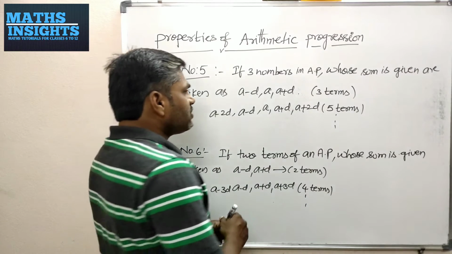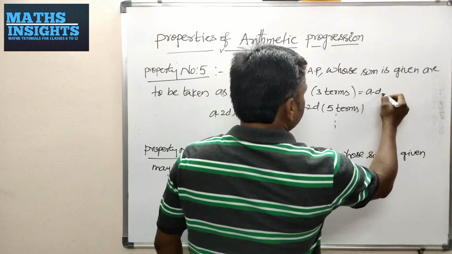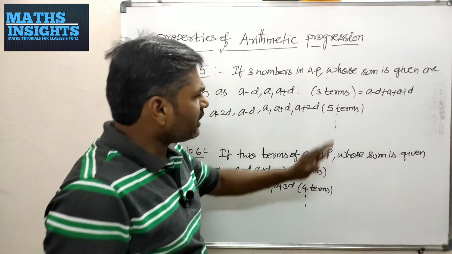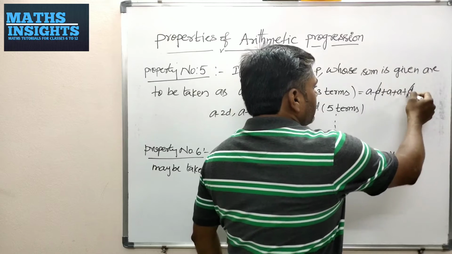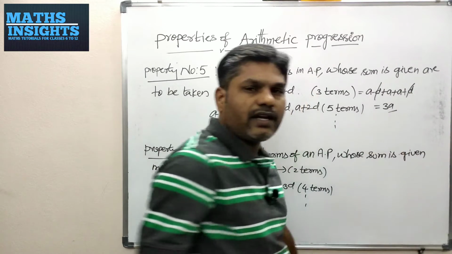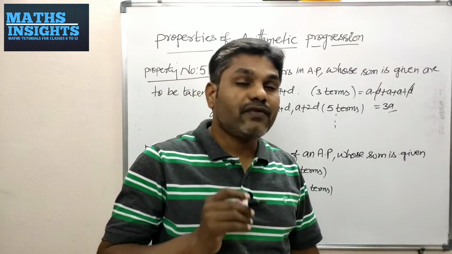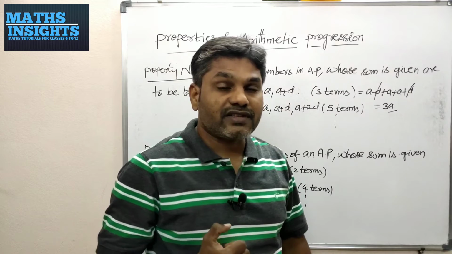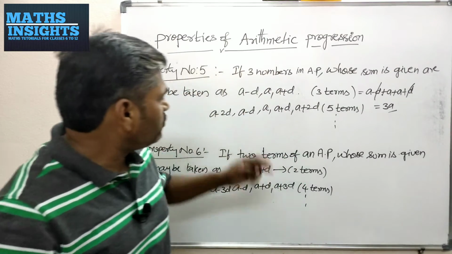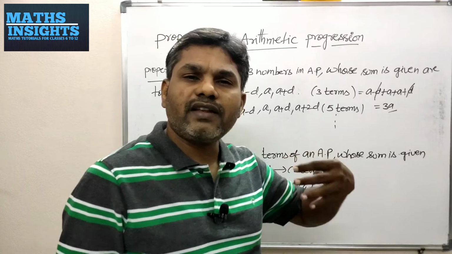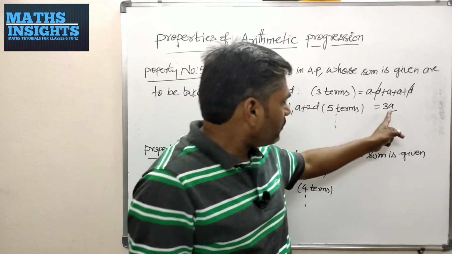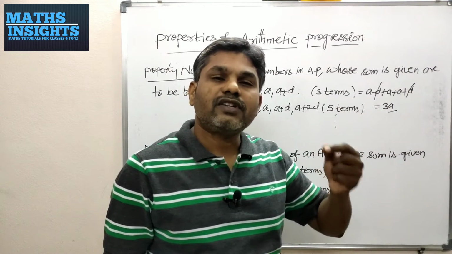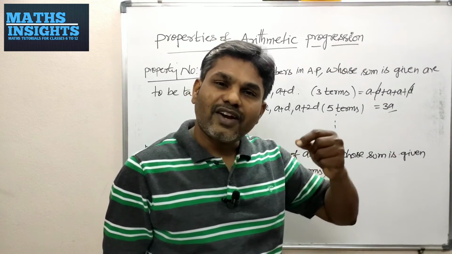Why? Because in the addition of these terms, a minus d plus a plus a plus d, you can cancel the minus d and plus d, and you will get a result in a. That means you can get the a value directly without any problem. This is our convenience, but it is not a rule. If you assume like that, your problem will become very easy, and after finding the a value, you can substitute it in the product of the terms given. Then you will get the common difference.